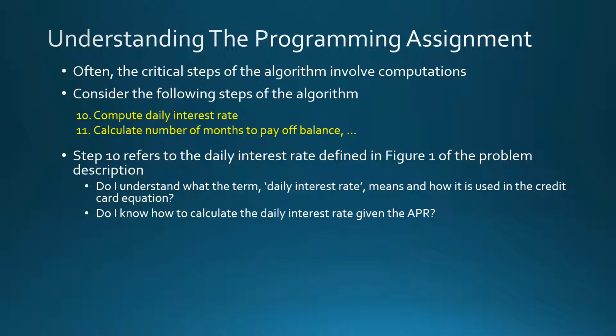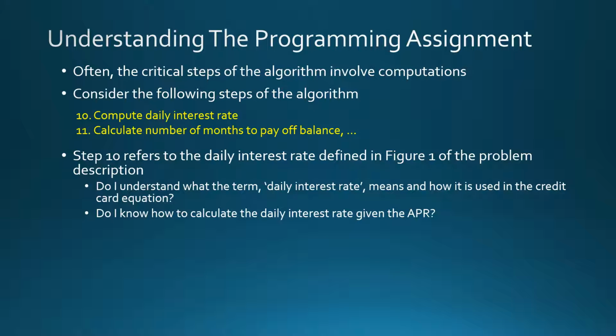First, step 10. That actually refers to the daily interest rate defined in figure 1 of the problem description. That is, you won't see any reference to daily interest rate directly in the functional requirements. It's only inferred by step 11. So if I don't carefully read the entire tutorial assignment, or in general the programming assignment, I might not know what that refers to. So that's why it's very important to read every part of the assignment.